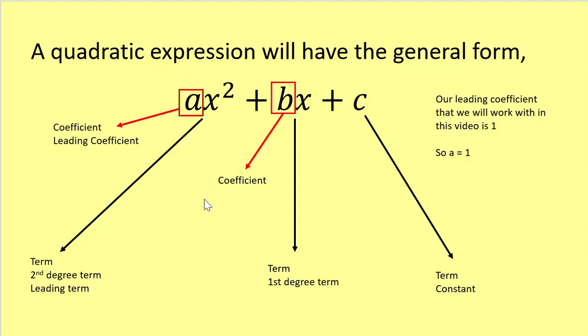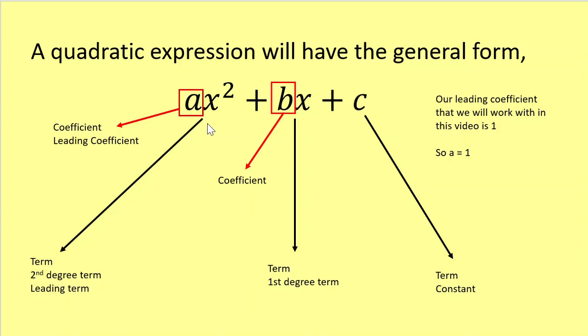So let's take a look at the general form of a quadratic expression. It's given by ax squared plus bx plus c. And let's get familiar with the terminology you can expect to hear in these videos. We generally list our highest power term first. Because this is a quadratic, our highest power is 2. And we normally list our terms in descending order by their power.